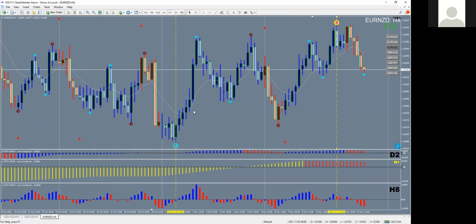How many pips is that from that bar close to the one ball at the top? One ball close, right there. 190. And 6 4-hour bars, that's a day. In one day, you made 190 pips. You took one entry, checking it every 4 hours.